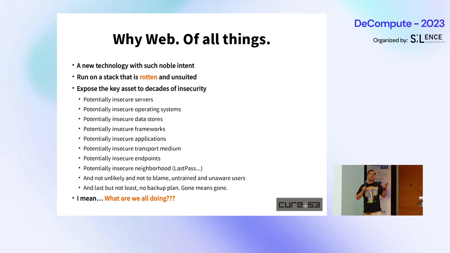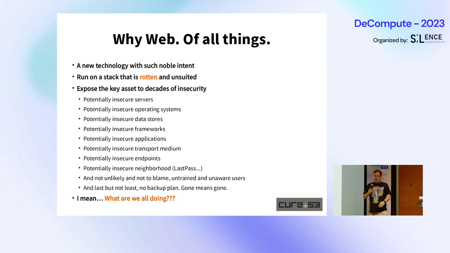Why do we expose our key assets to decades of insecurity, to potentially insecure servers, operating systems, data stores, frameworks, applications, transport mediums, endpoints, and even insecure neighborhood? For example, if LastPass gets compromised and someone steals the keys and then uses the data to attack other people's wallets, that means even if you do everything right, someone else does something wrong and people will still steal your stuff. So not even the neighborhood we are in is good.